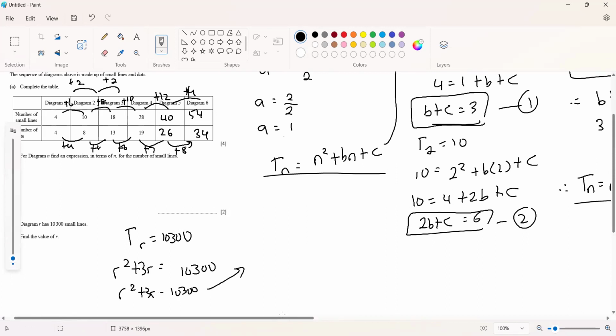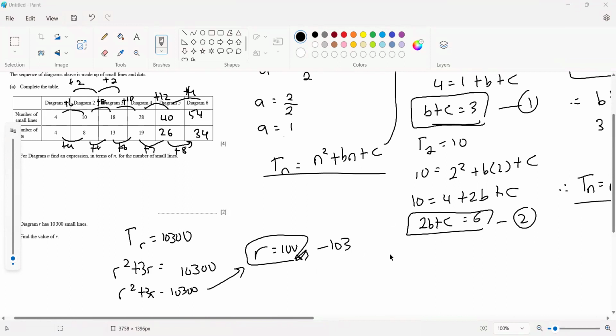So then we just go onto our quadratic mode. And then we can work our way towards the answer. So from here, we have R equals 100 and negative 103. Of course, we take the positive value. So this is the 100th diagram in this case. So R is 100, yeah? 2 marks only, don't need to show quadratic formula.